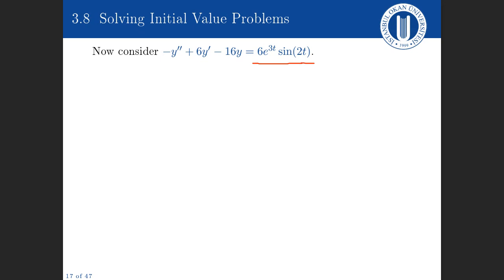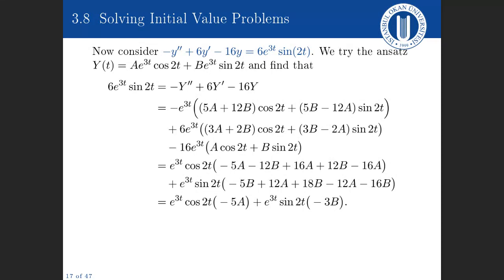What function do we have here? We have an exponential function multiplied by a sine function. So our ansatz is going to be an exponential function multiplied by a sine function. E to the power 3t sine 2t does not solve the homogeneous equation, so we can use this in our ansatz. So we expect to have a constant e to the power 3t sine 2t, and any time that we have a sine, we also need to have a cos term. So constant e to the power 3t cos 2t plus constant e to the power 3t sine 2t.